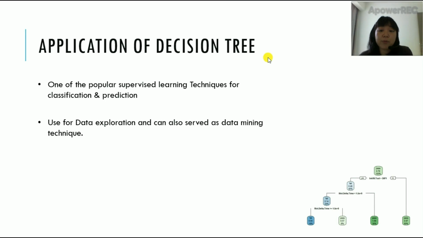So the next few slides we'll be talking about the application of decision tree. Decision tree is commonly known as one of the most popular machine learning techniques for classification and prediction. And also, we'll talk about using decision tree as a data mining technique.